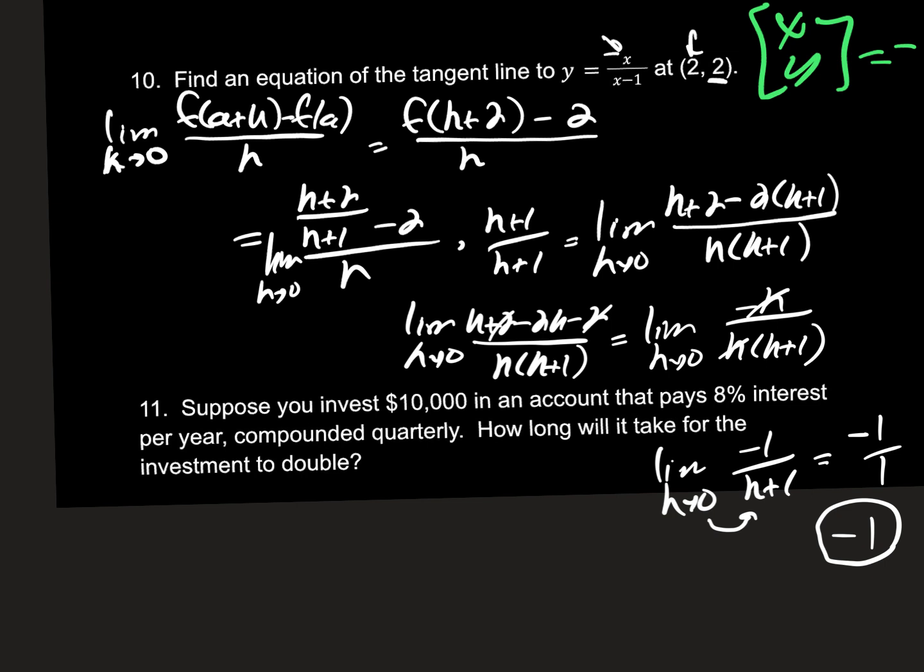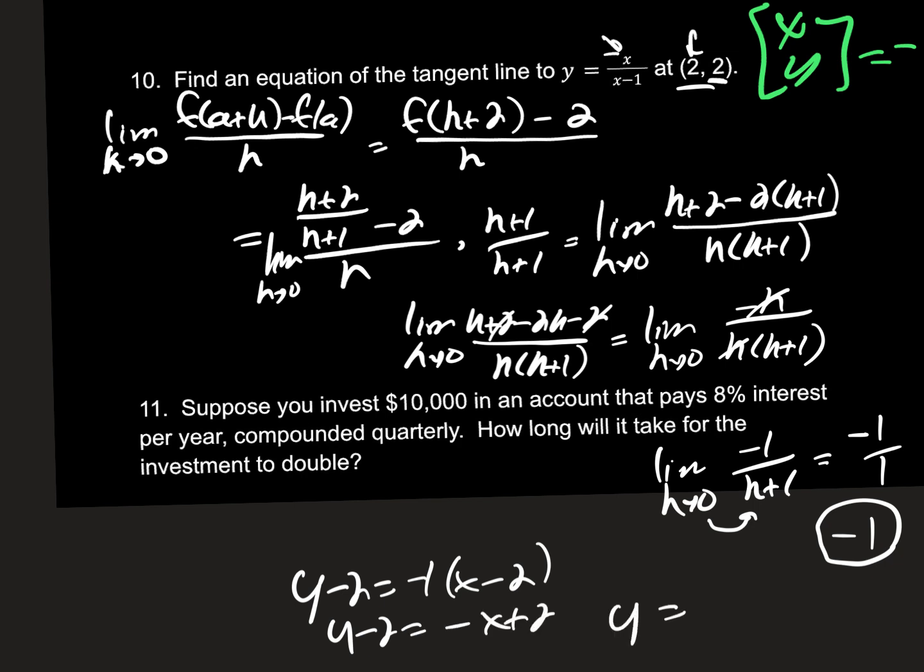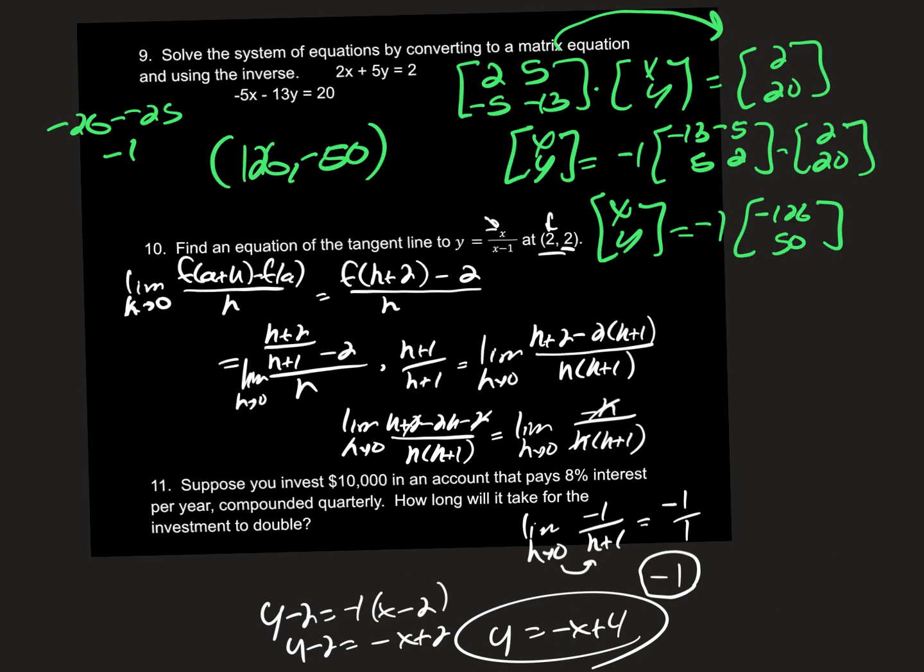And once you get that slope right there, and you have the point (2, 2), you can go y minus 2 equals -1 times x minus 2. Distribute the -1, you get negative x plus 2. Move the 2 over, you're going to end up right here, negative x plus 4. That's all you got to do on that one. No, really, no big deal there.